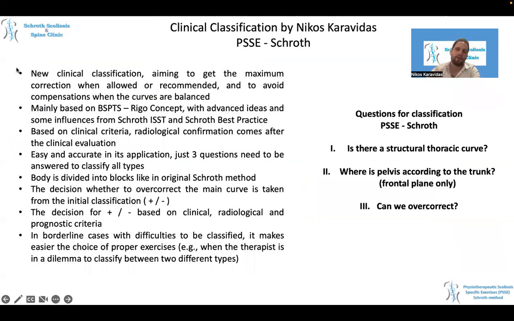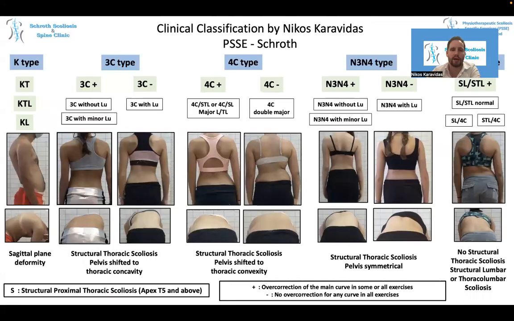Now, going back to the questions that you need to answer to yourselves, I said that we start with the first question, which is, do we have a structural thoracic curve? How can you identify that? A very simple way. You do the forward bending test and you check if you have a hump in the thoracic region. So if you have a structural thoracic scoliosis, then you definitely know that you are one of these three types: 3C, 4C, or non-3, non-4 type.